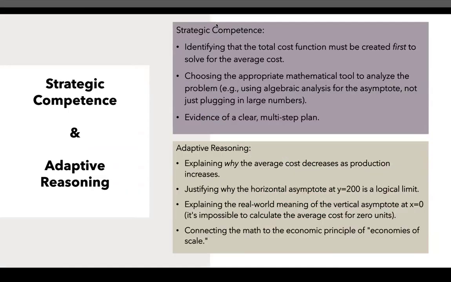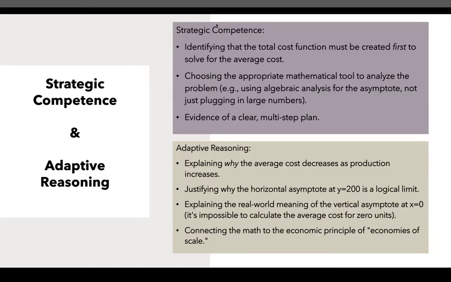Next, we have strategic competence and adaptive reasoning. We can assess strategic competence by looking for a student's ability to plan and execute a solution. For example, did they know that they must first write the total cost function before they can write the average cost function? Did they strategically apply their knowledge of asymptotes to answer questions about the function's behavior?